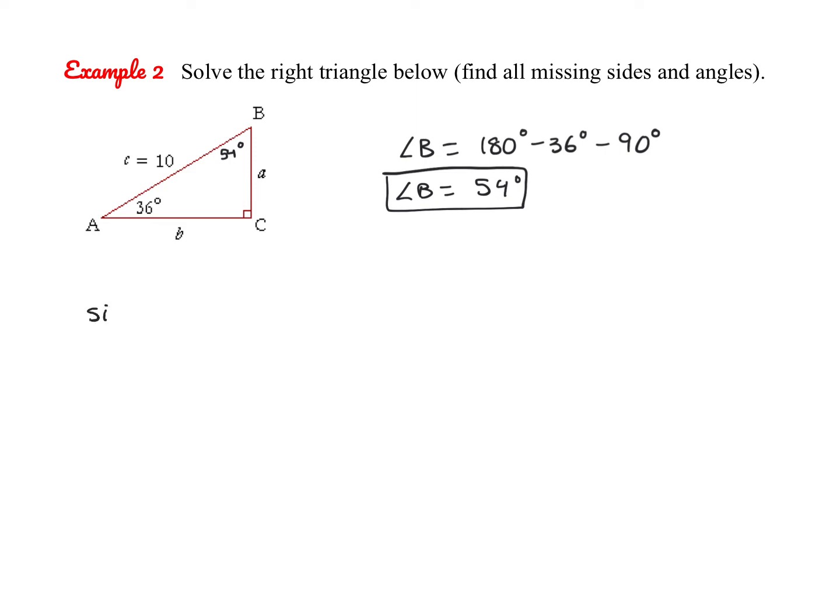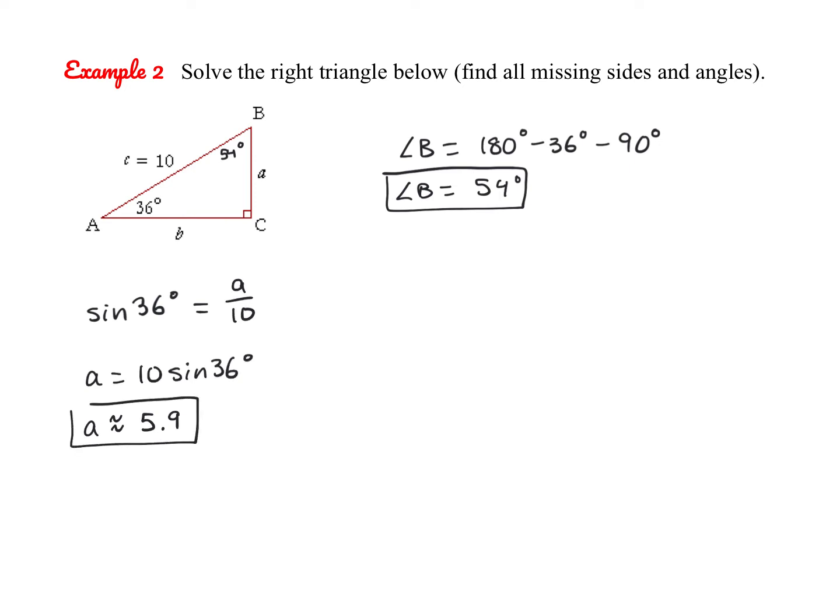We could say that the sine of 36 degrees is opposite over hypotenuse. So we could say A over 10. And then we can solve in this way. So we'd multiply both sides by 10. So 10 times the sine of 36 degrees. And then this is something that you would plug into your calculator. It is important to make sure that your calculator is in degrees and not radians, which is a different measurement for angles. And you'll get A is approximately, I'll just round to the nearest tenth, 5.9.